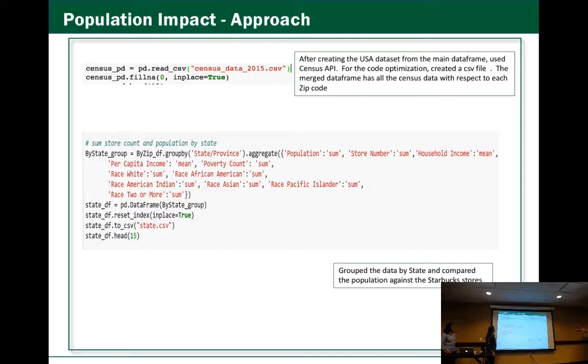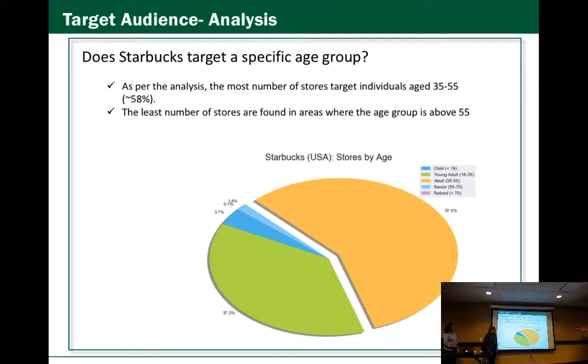The approach that we took was to use the census API to group by state, and then we compared the population to the Starbucks stores. The next factor that we looked at was the median age group. As per our analysis, the stores target individuals in the age 35 to 55, and you'll notice that the least number are for anybody over 55.